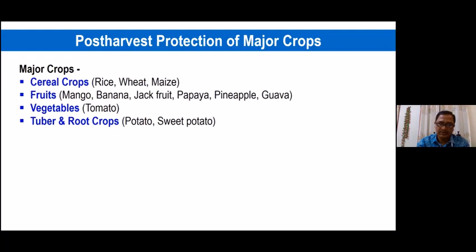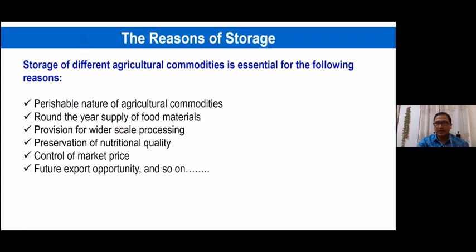First of all, I'd like to tell you why we need to store these produces. Most of the things are perishable, so we need to be careful to store them. Also, a year-round food supply is necessary for the people, so we need to store them. On the other hand, the processing system runs around the year, therefore we need to store the produces. Also for preservation of quality and control of the market price. Finally, for future export opportunity, we need to store the produces. So during storage, we need to be careful not to let the produces be spoiled by insects and diseases.